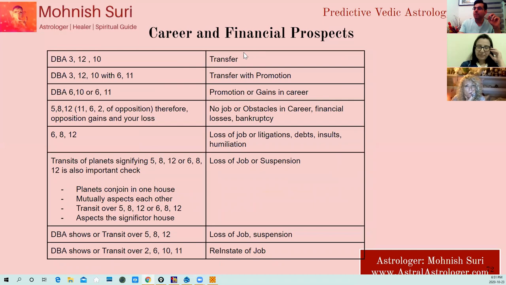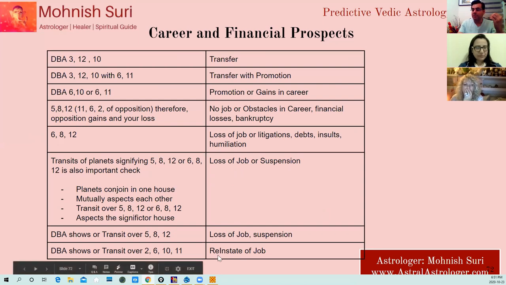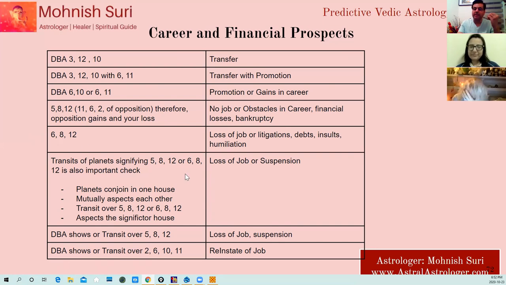So there are a few more career and financial prospects, which we will cover on Sunday. How to see the transfers, how to see promotions, how to see promotions with gain in career. How to see the loss of job, 5-8-12 again, how we see the loss of job or litigations, and then how we see the suspension of job and then reactivation, reinstatement of the job. Okay. So these are the things. Again, we see the house combinations, and then we can predict just by looking at these combinations.